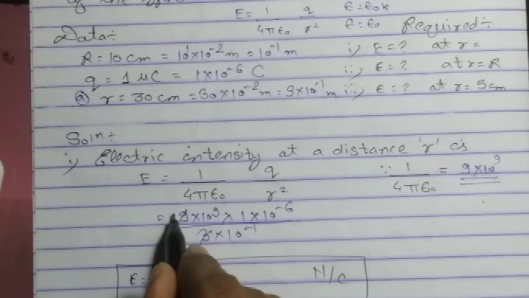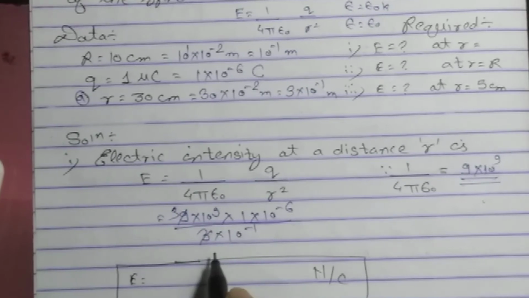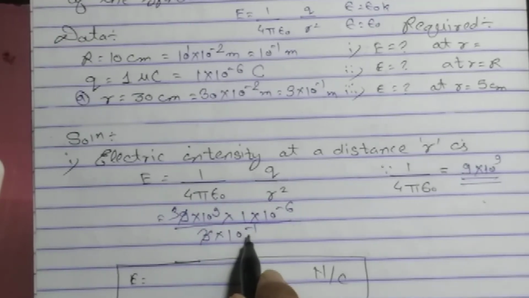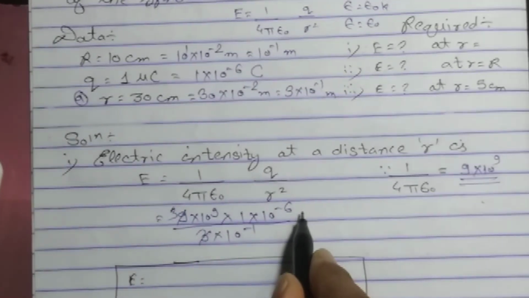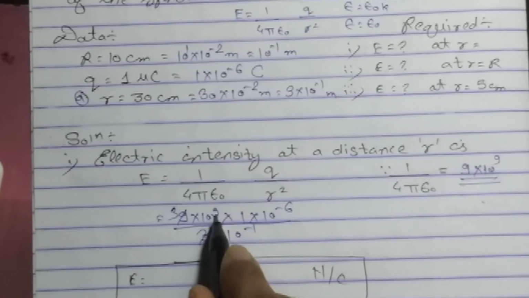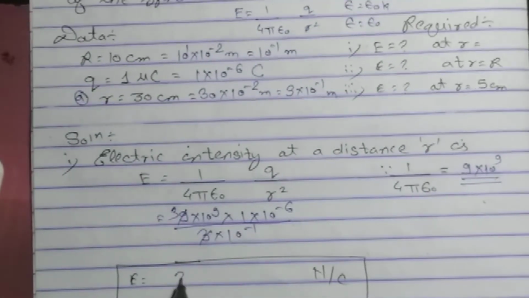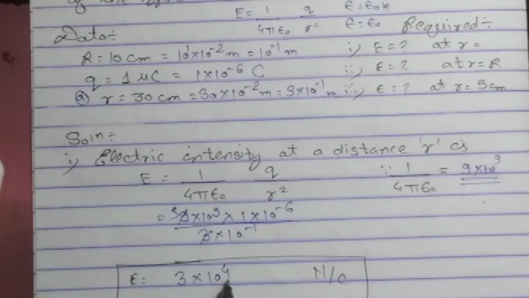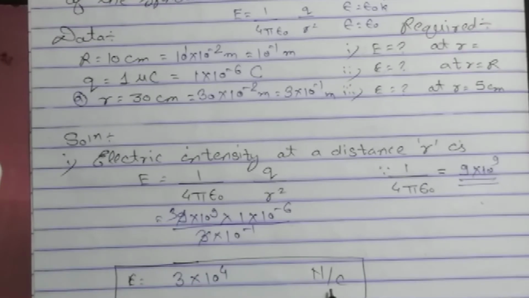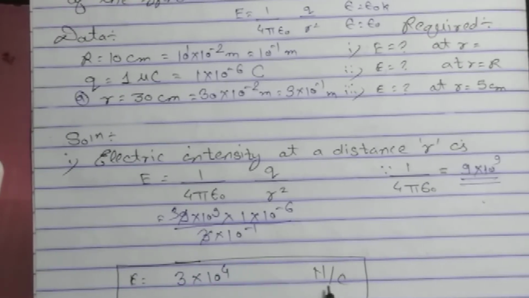3 ones are 3. 3 threes are 9. This is simple mathematics. This minus 1 will come in the numerator and become plus 1. 1 plus 9, 10. 10 minus 6, 4. So 3 into 10 raised to 4. Now the unit of this particular electric field. Unit of electric field is what? Newton per coulomb.